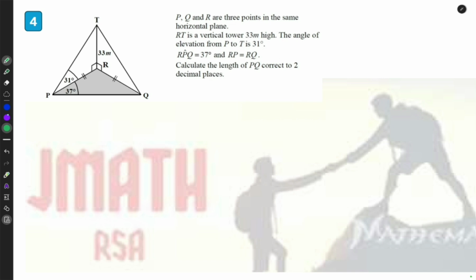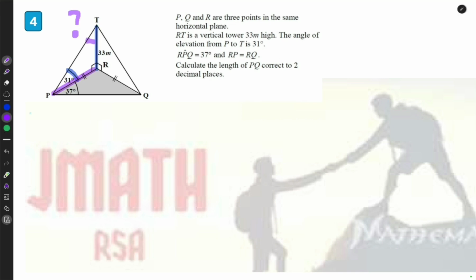So I need to end with side PQ in the gray triangle. But I can't start there because I only know the 37 degrees. So I'm actually going to start with the 31 degrees in that white triangle top left. In that triangle, I can see I have a 90, I have a 31, and I have a 33. So let's use our highlighters to see if it's sine rule, cos rule, or if I can just use grade 10 opposite, adjacent, and hypotenuse rules.